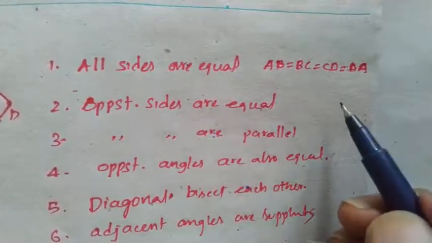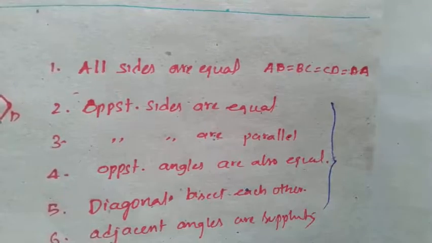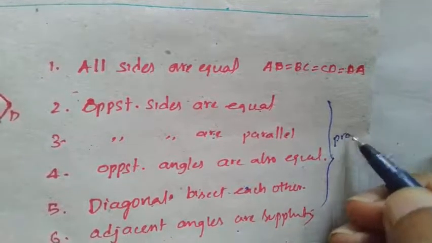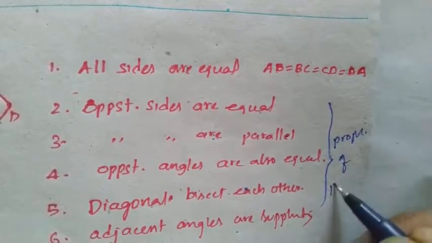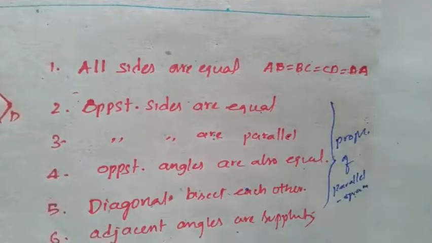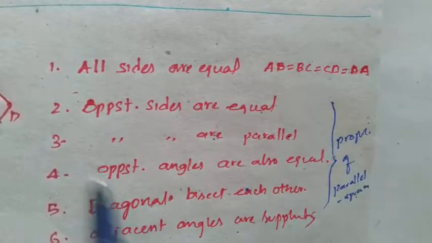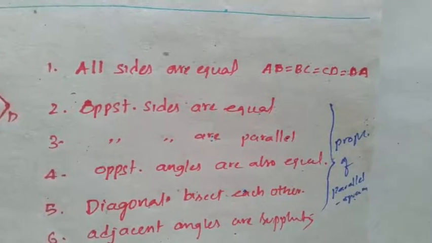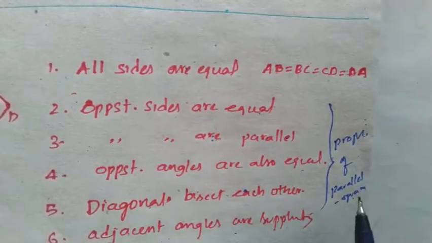All these, from 2 to 6, all properties are similar to the properties of a parallelogram, isn't it? So since a rhombus has all properties of a parallelogram, every rhombus is a parallelogram.